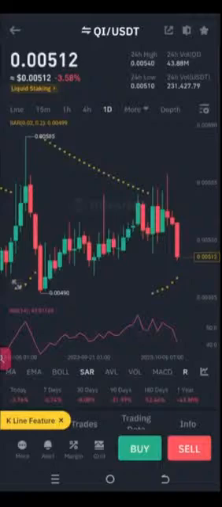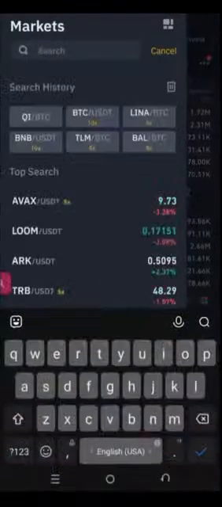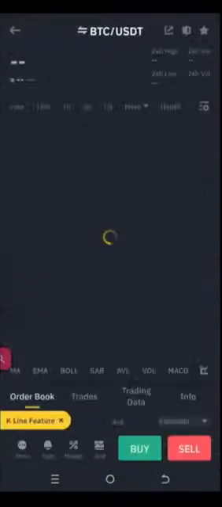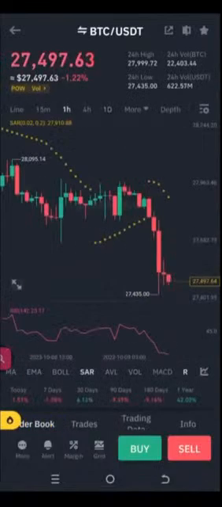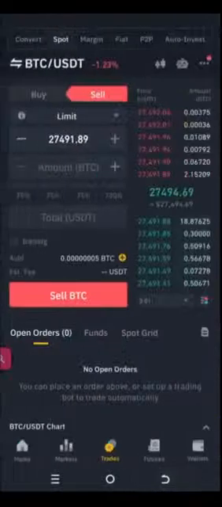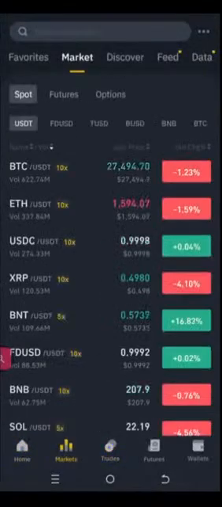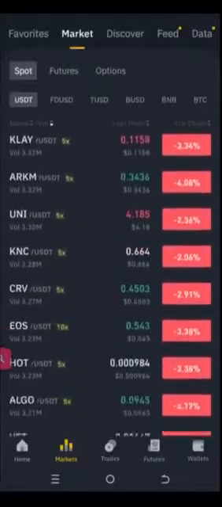Oh, you can see, just look at it. Even QI has been dumping. And it's not unconnected to the fact that BTC is dumping. Once BTC is dumping, most coins are dumping. Look at BTC. This is one day. It's really been a bloodbath, as you can see here. If we go to the home page, you'll see that everywhere is red. A lot of coins are currently dumping right now. So the market is red, as you can see.